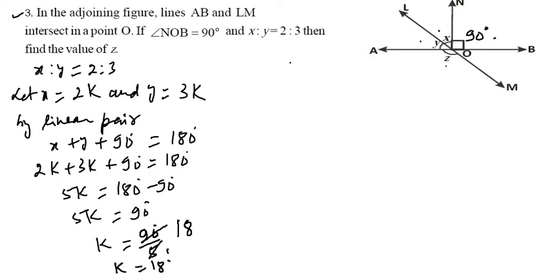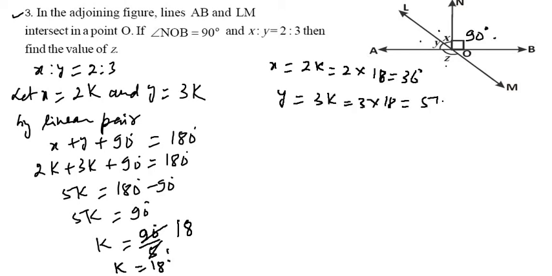So let us find the value of x and y. So x is equal to how much? It is 2k, that is 2 into 18, which is 36 degrees. And now y will be equal to 3k, and it is 3 into 18, that is 54 degrees.